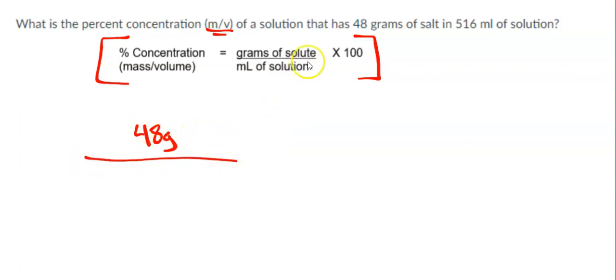All right, and I'm going to divide it by milliliters of solution. Now, unlike the last problem, it tells you solution right here. So you do not have to add. It tells you the total is 516. Then you multiply it by 100, and you'd be good to go. So 48 divided by 516 times 100, and we get 9.3%.